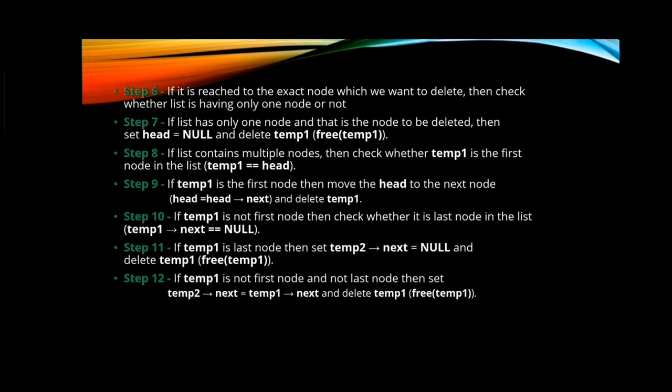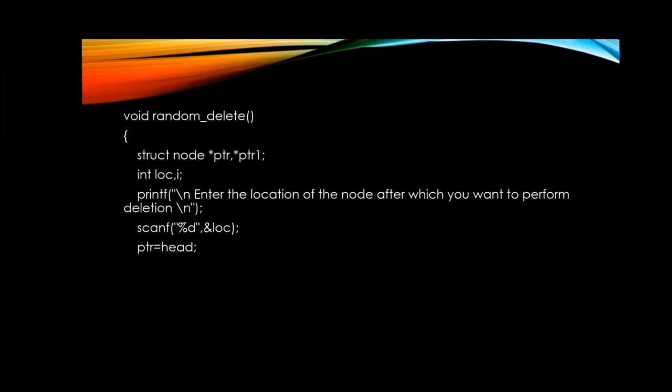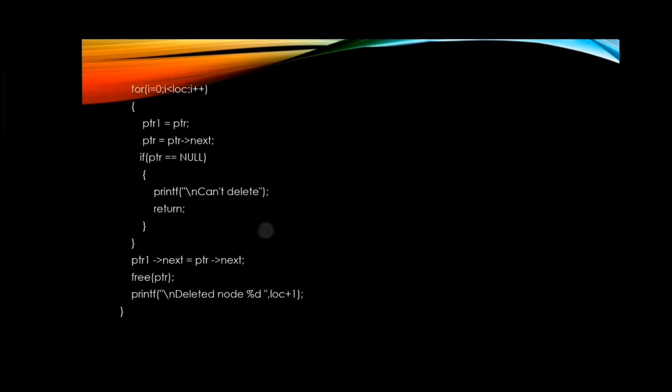If temp1 is not the first node, then check whether it is the last node in the list, such that temp1 of link part equal to null. If temp1 is the last node, then set temp2 of next equal to null and delete temp1 using free. If temp1 is not the first node and not the last node, then set temp2 of next part equal to temp1 of next part and delete temp1. And this is the program for random delete.